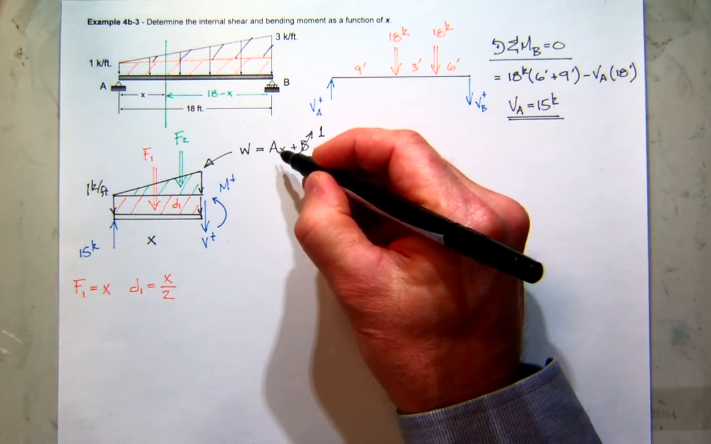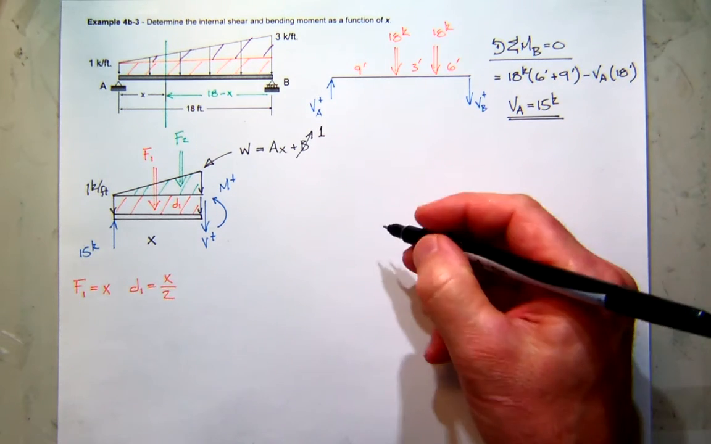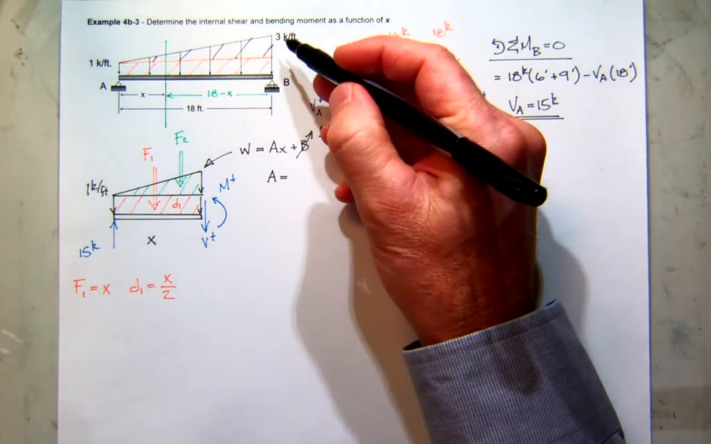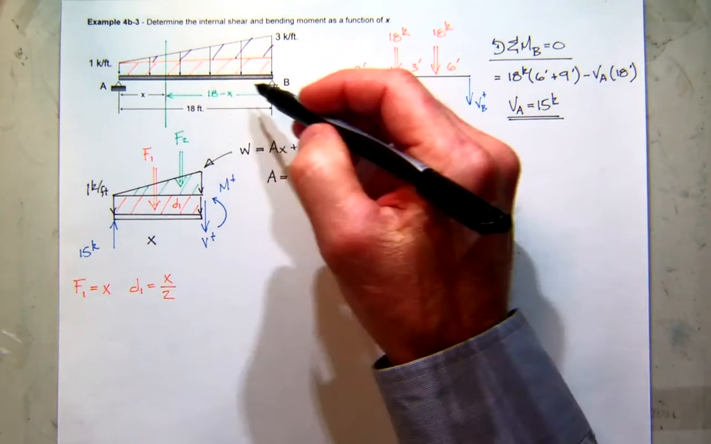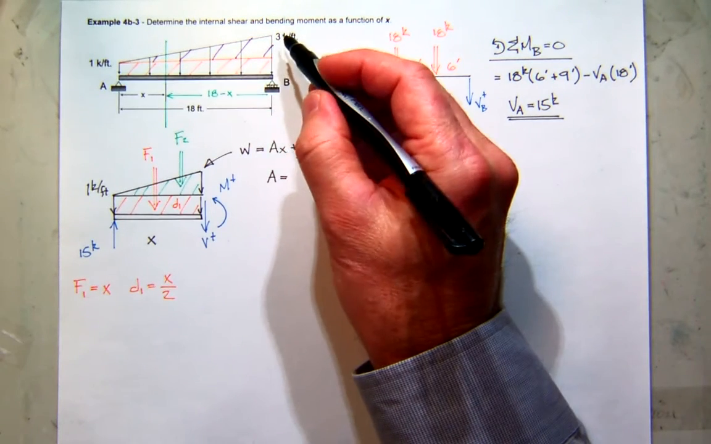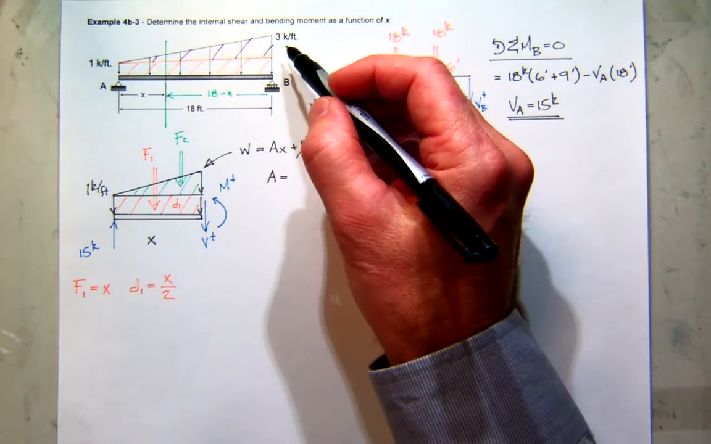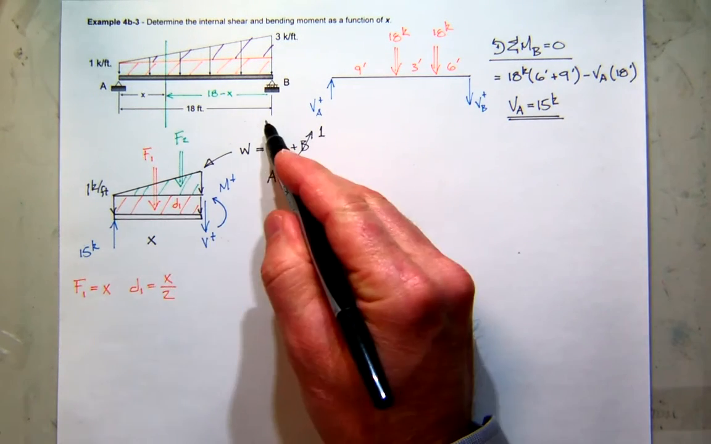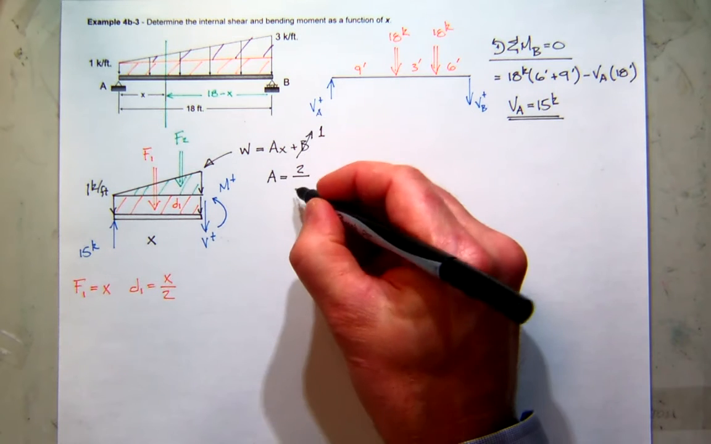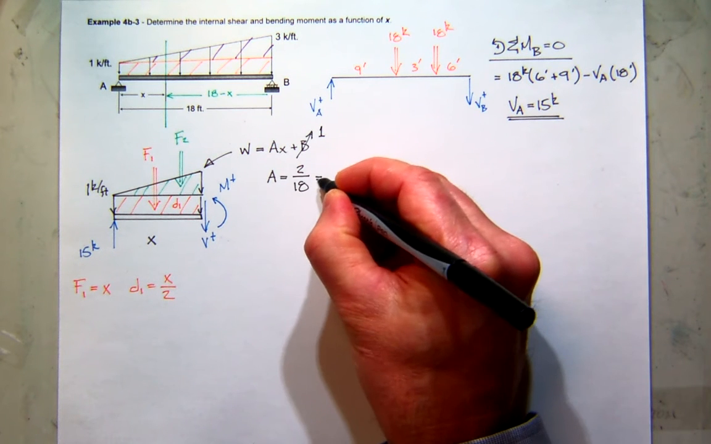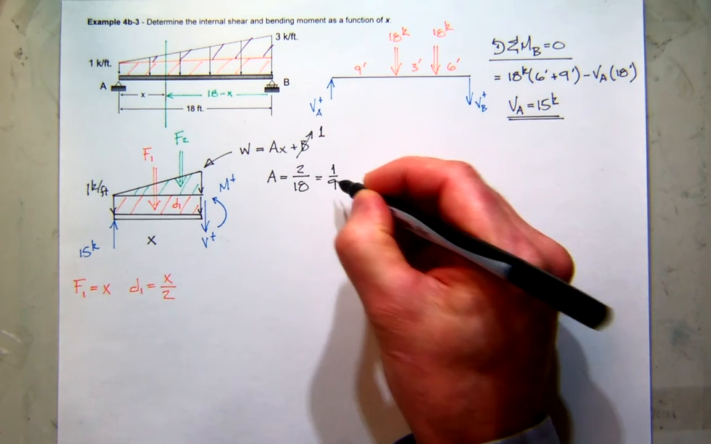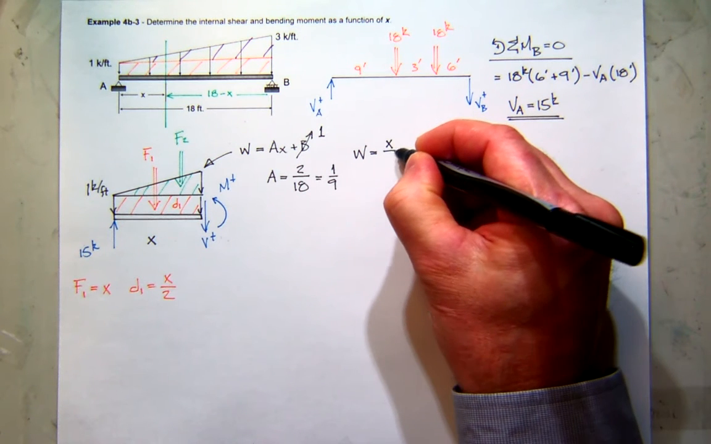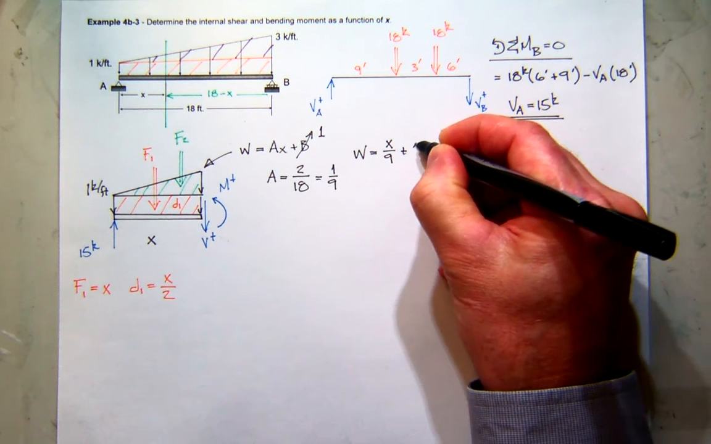A is going to be the slope, right? What's A going to be equal to? What's going to be the rise over the run? So what's the rise? It goes from 1 to 3, so that's a rise of 2 over a run of 18. And so that's a slope of 1/9. So it looks like my load W is going to be x over 9 plus 1.